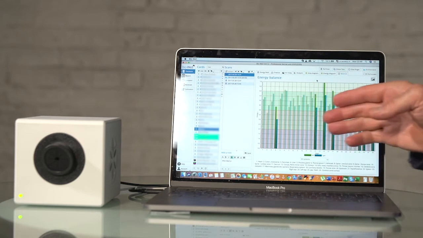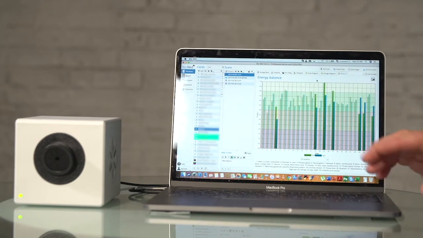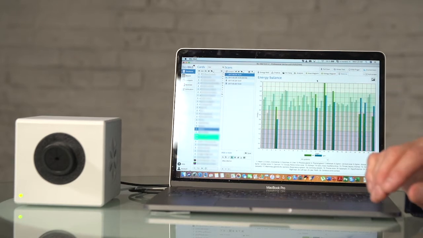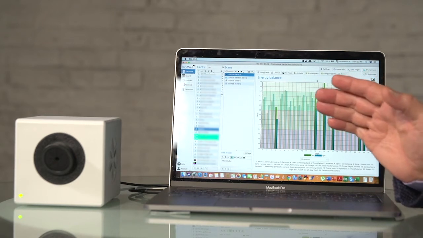Next program on the next screen is Balance. And on this screen, you see these bars. And you see some of them are highlighted, some of them not highlighted. So the principle is as follows.